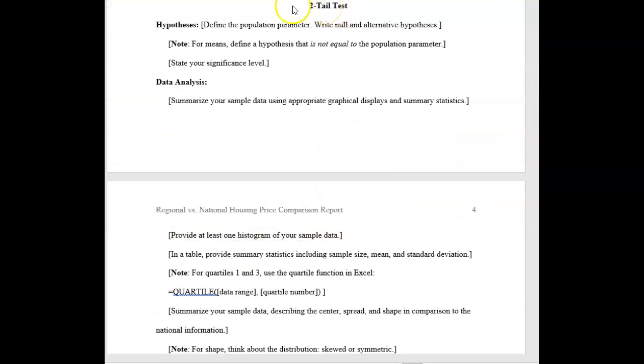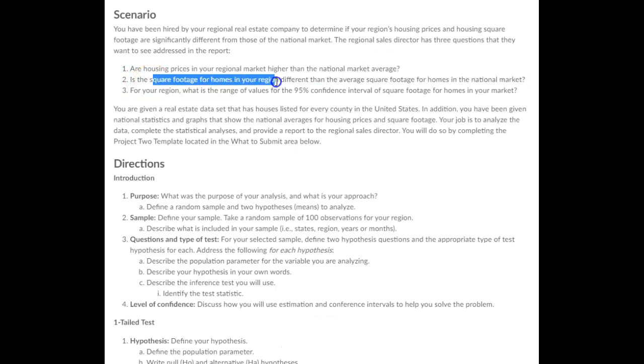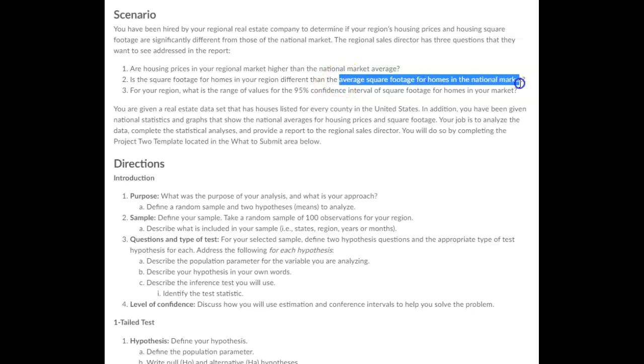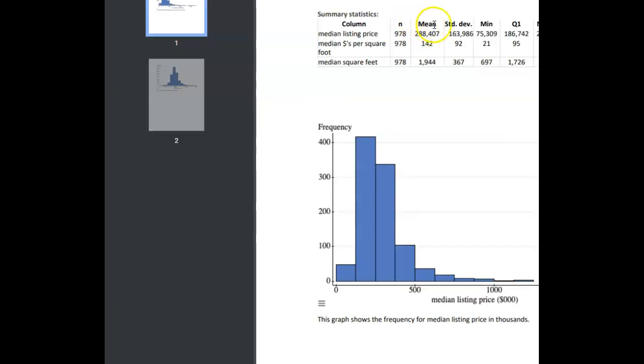So now for the two-tailed test, let's go back and review that second question. Is the square footage for homes in the region, so we're looking at square footage now, different? So not necessarily larger or smaller, but just different than the mean for the national market. Anytime you're trying to find if something's different, that's a two-tailed test, because we want to know if it is larger or smaller, anything different. Look at those national statistics. The mean for square footage, I'm looking at, down here, 1944 is the national market average.